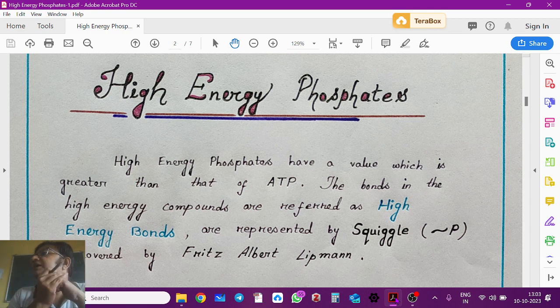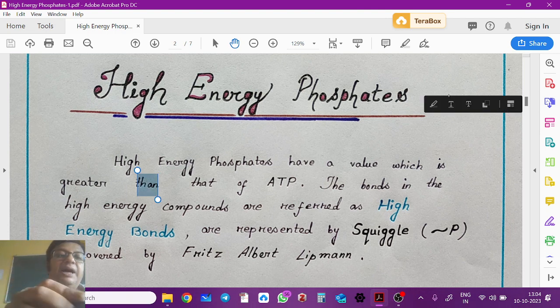Every biochemical reaction needs energy. Either it takes in energy or it releases energy. Whenever a biochemical reaction takes place which requires energy, for example in glycolysis, when glucose gets converted to glucose 6 phosphate, it requires energy, and this energy is derived from high energy phosphates.